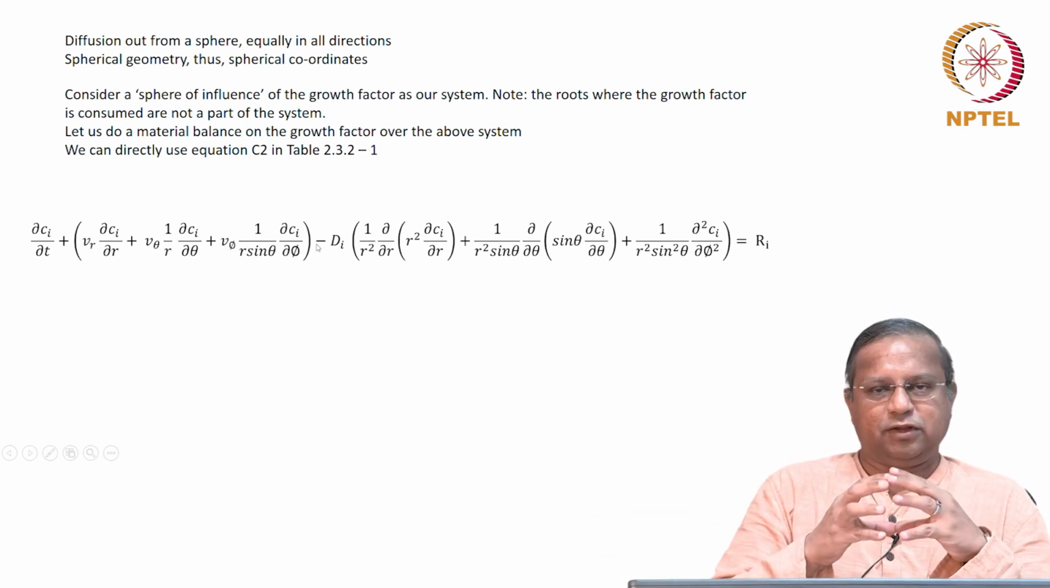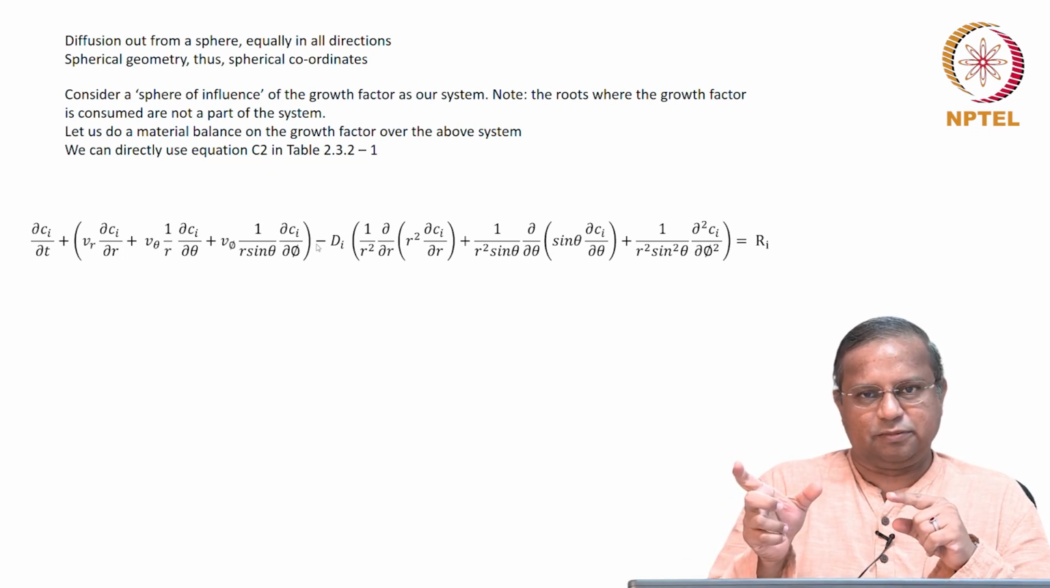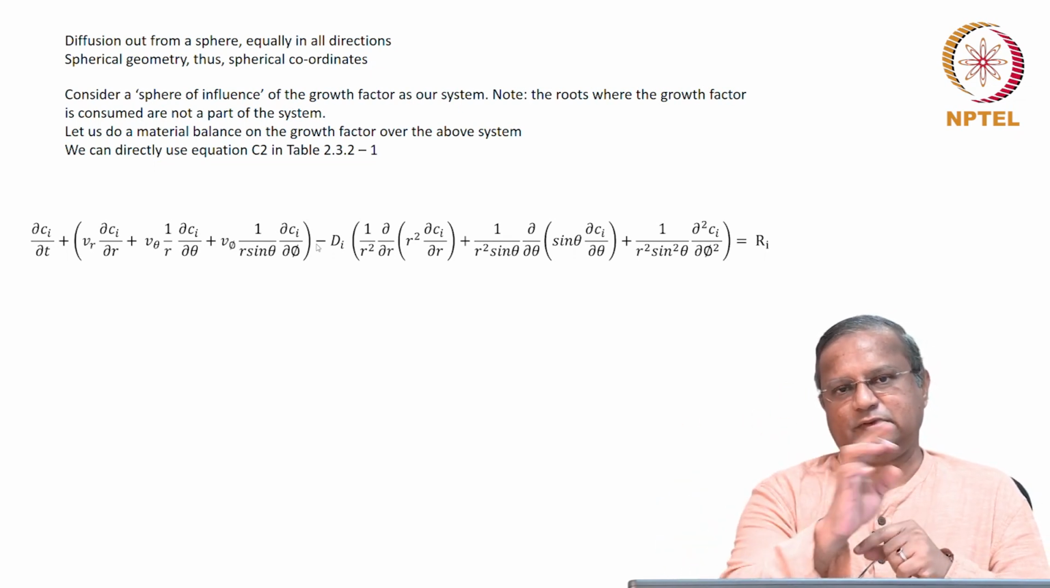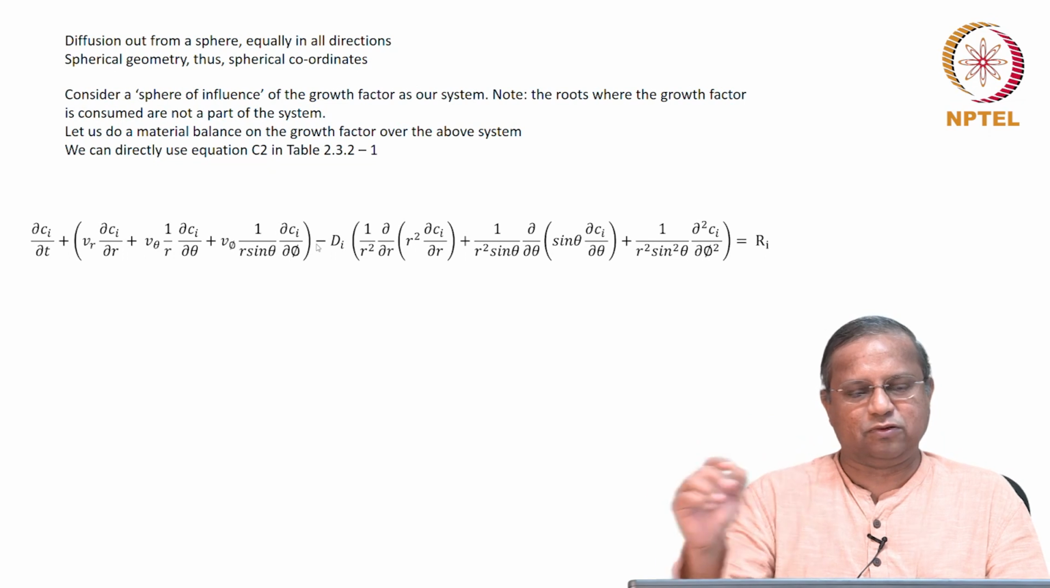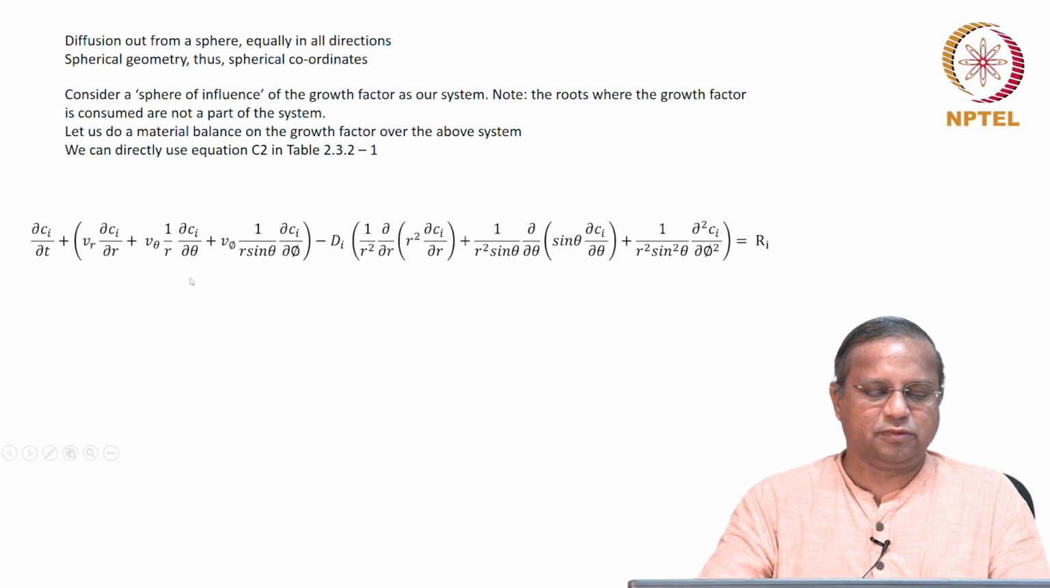I hope you know what r, theta, phi are. R is the radial coordinate, theta is the vertical angle, and phi is the other angle. These three you need to completely specify a point in a spherical coordinate system. So, r, theta and phi. Coming back to this, minus Di times [(1/r squared) d/dr (r squared dCi/dr) plus (1/(r squared sin theta)) d/d theta (sin theta dCi/d theta) plus (1/(r squared sin squared theta)) d squared Ci/d phi squared] equals Ri.